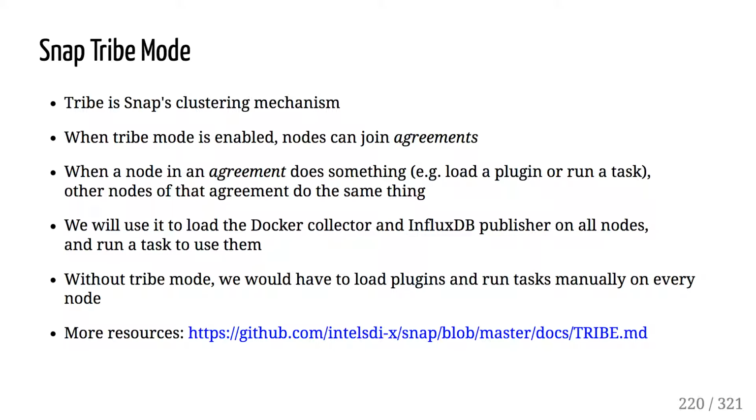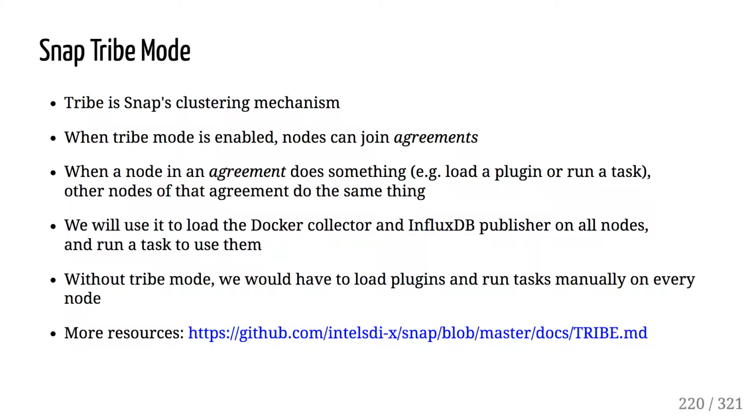Snap has this kind of native peer-to-peer configuration system. The idea is that you have a tribe that is like all your nodes, and then you have agreements, and a node can be a member of 0, 1, or many agreements. An agreement is like a configuration snippet.